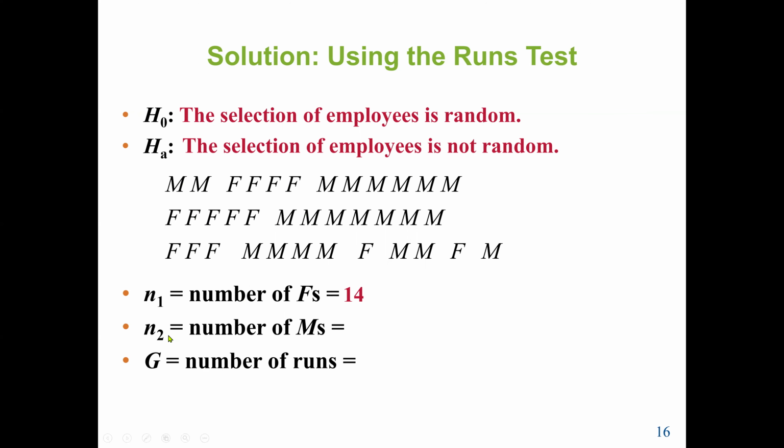Then we count the number of Ms, which will be N2. 1, 2, and we have 8, 9, 10, 11, 12, 13, 14, 15, 16, 17, 18, 19, 20, 21, so we have 22. So now we check the G. As we said earlier, G will be the number of runs: 1, 2, 3, 4, 5, 6, 7, 8, 9, 10, 11. So G is 11.